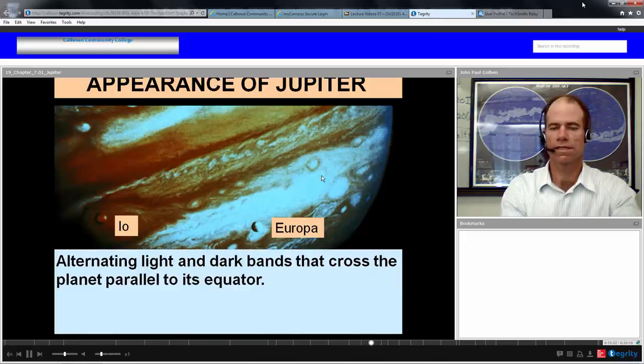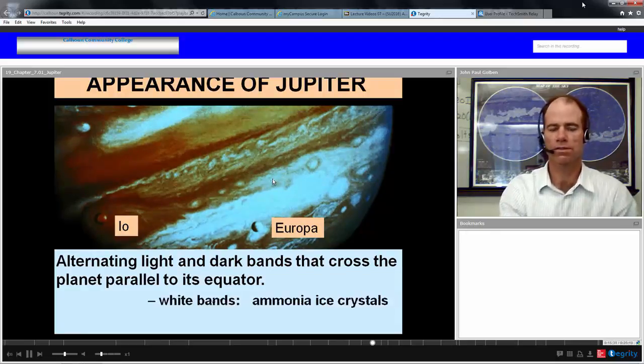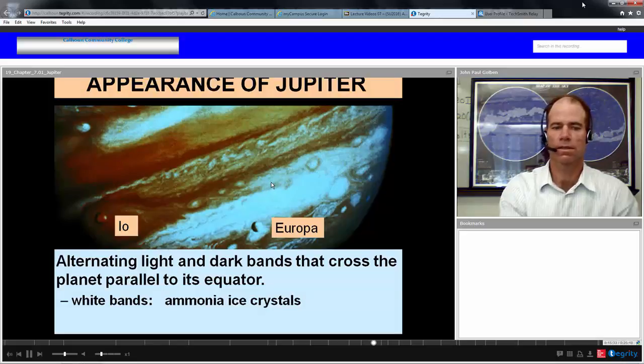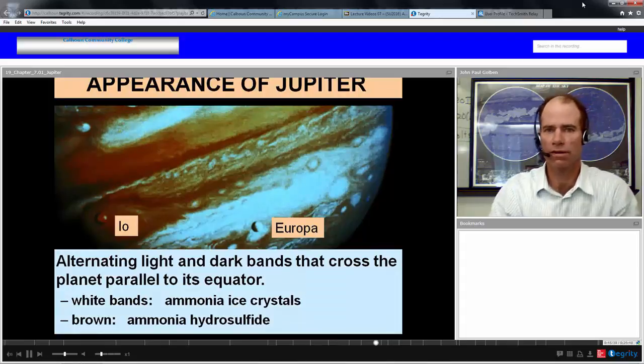Jupiter is very distinctive with alternating light and dark bands across, parallel to its equator. The white bands are composed mainly of ammonia ice crystals. The brown bands, ammonia hydrosulfide. So different chemistries going on in this atmosphere of Jupiter.